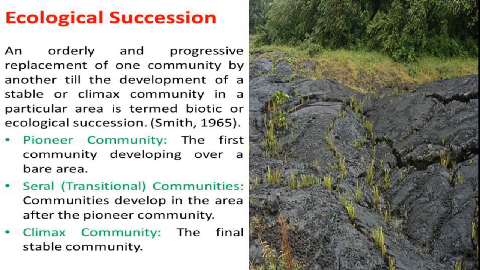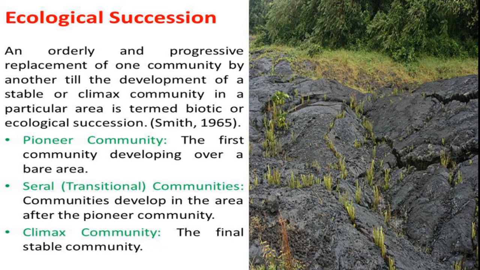Ecological succession is an important characteristic of community. Ecological succession is an orderly and progressive replacement of one community by another till the development of a stable or climax community in a particular area. Or simply, ecological succession is the process of development of new communities in an area.